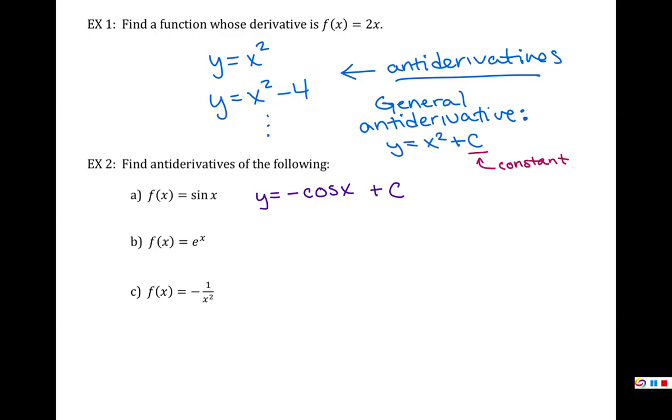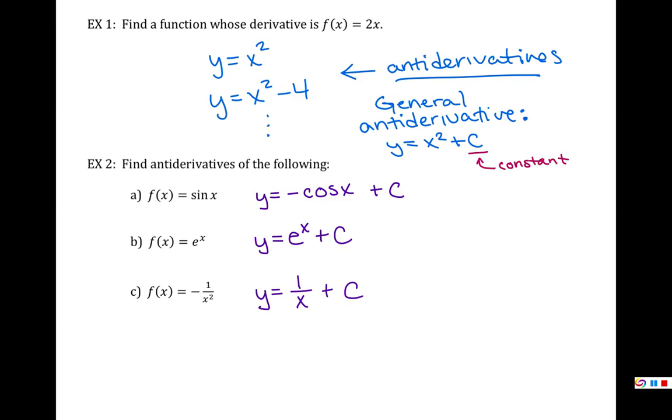All right, what about the e to the x? What function has a derivative that is e to the x? Well, the answer is e to the x. And then I put on that plus c to indicate that we could add any constant, and it's still an antiderivative. I don't know if anyone knows the last one, negative 1 over x squared. That's the derivative of 1 over x. When you take the derivative of 1 over x, you get negative 1 over x squared, and then of course plus c.